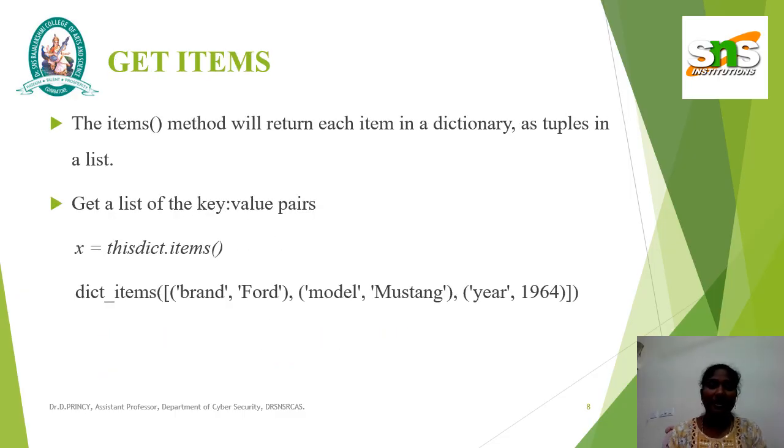Get items. If we need to get both the keys and values present in the dictionary, we use the items method. The items method returns each item in a dictionary as a tuple in a list. So it returns the items as tuples. For example, this dict.items returns brand comma Ford. Brand is a key, Ford is the value. Model is a key, the equivalent value is Mustang. Year is a key and the equivalent value is 1964, like this.